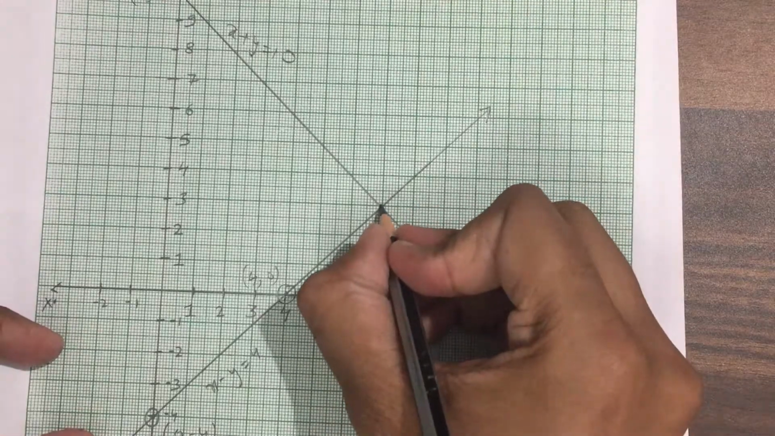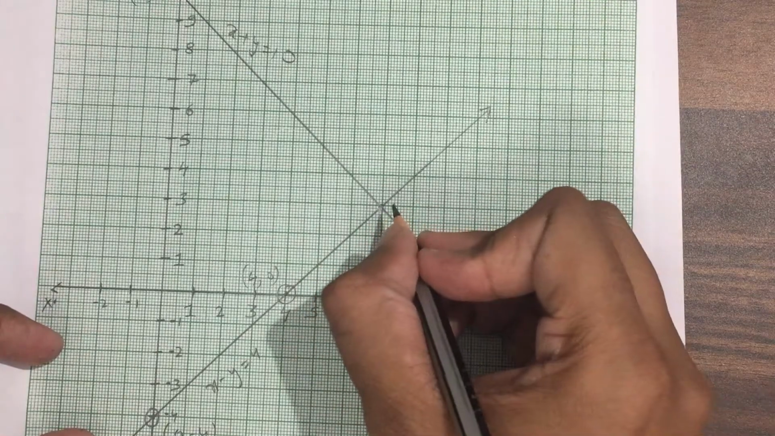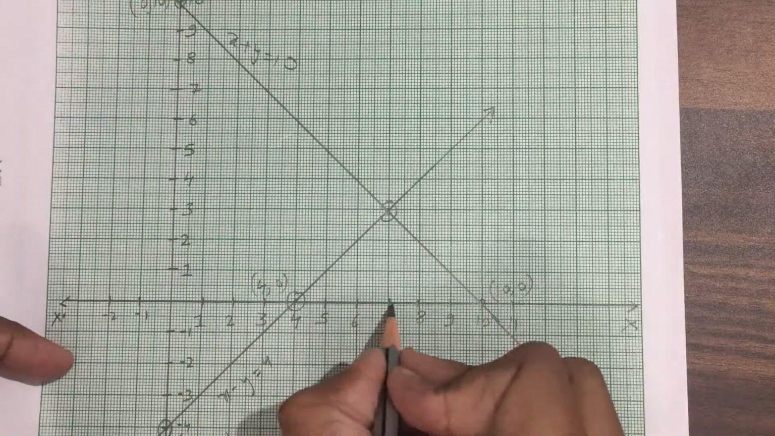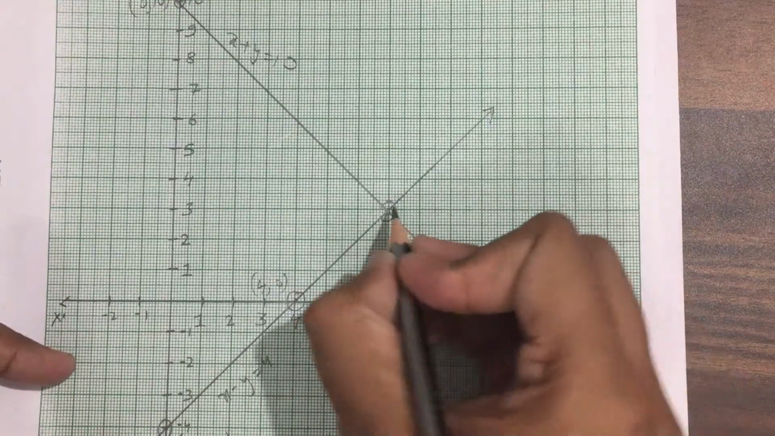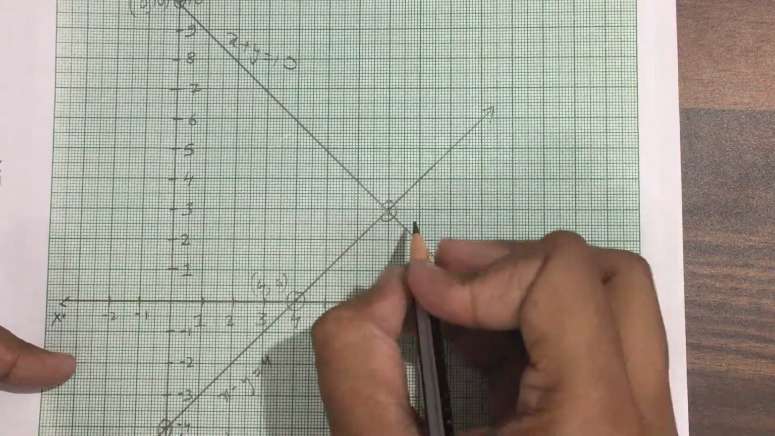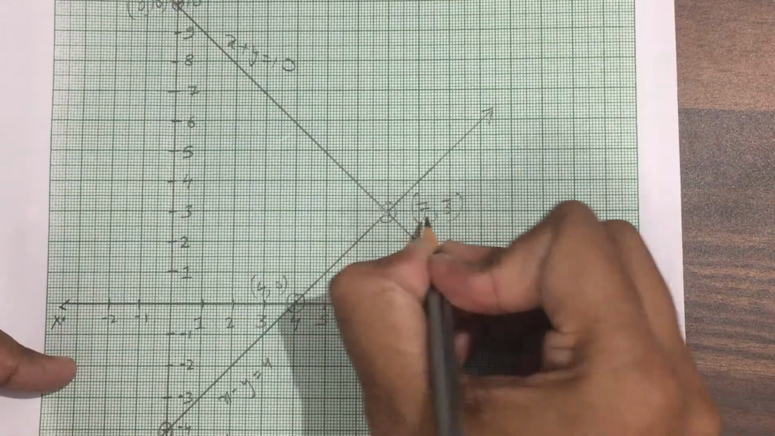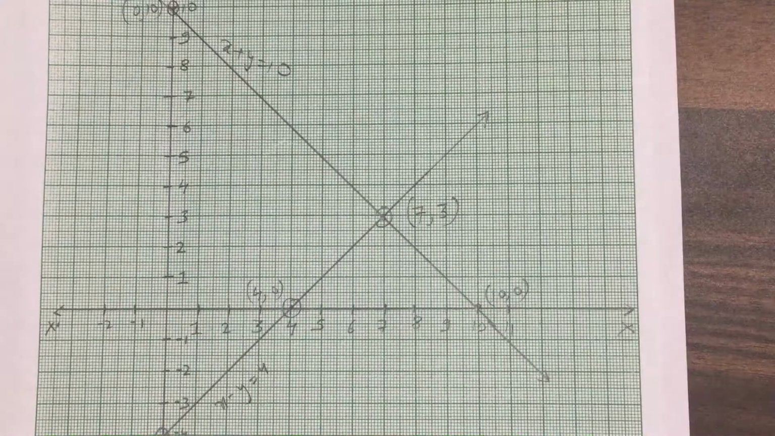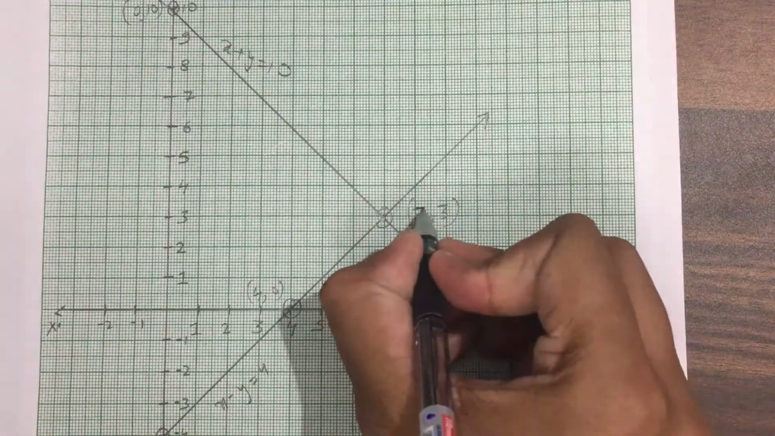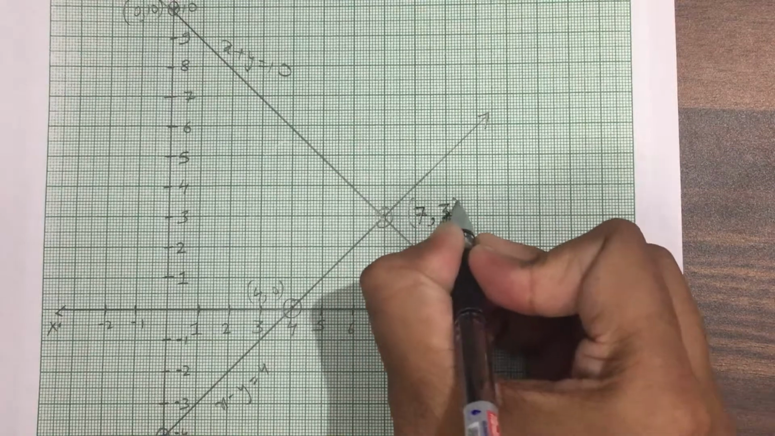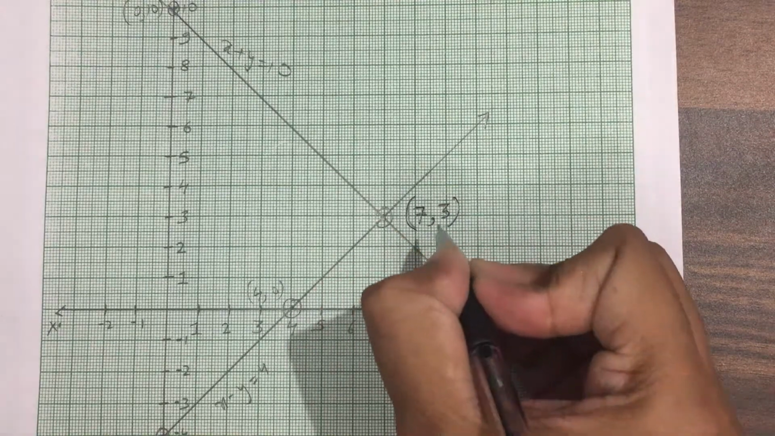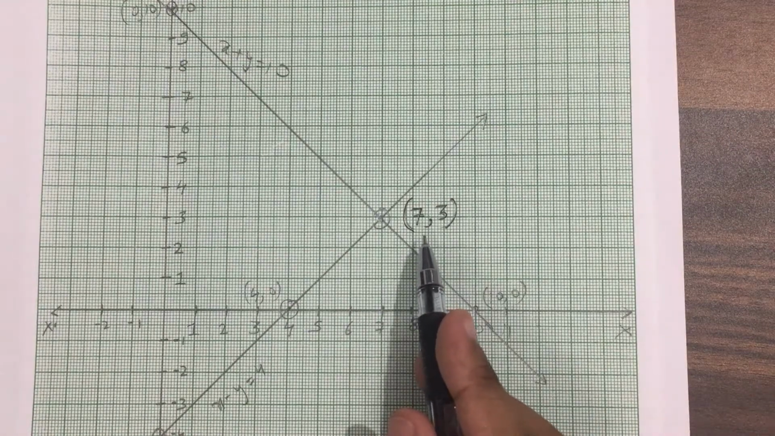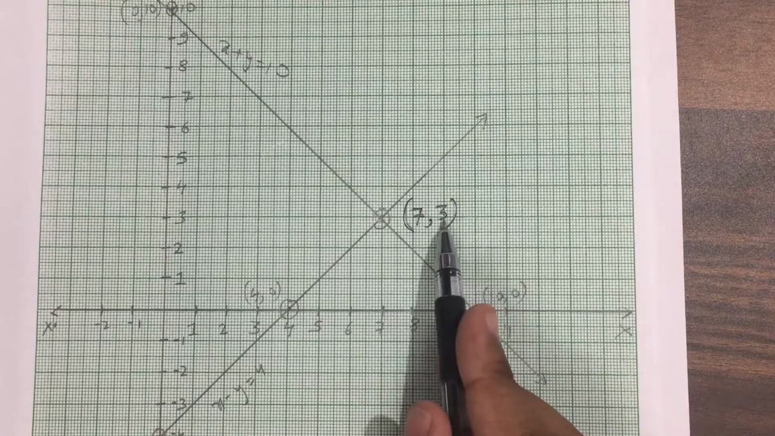Now look at this point, this is our intersecting point, it is the solution of both the lines. We can see that on the x axis it is 7, on the y axis it is 3, so this point is 7, 3. This is our required solution. So x represents 7 and y represents 3.